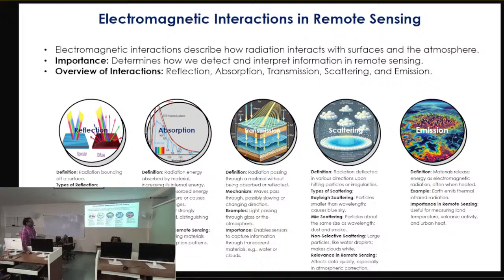So when we talk about the emission, which is mostly in the thermal infrared region, here you are seeing the red color of the city regions where a lot of emission takes place and which has been captured by the satellite.